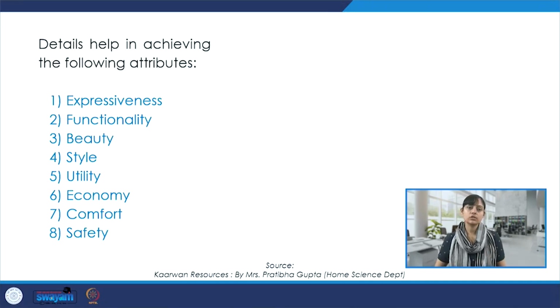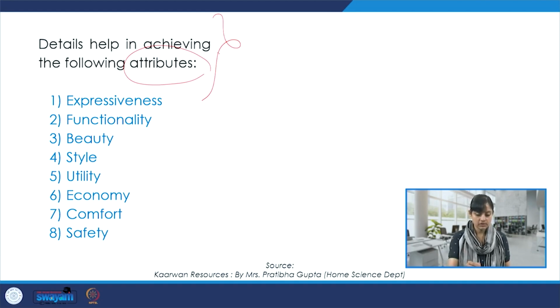So, since we are talking about details and how they help elevate the interior architecture project, they have a lot of attributes that could really support the project and make it stand out. So, details could help us in achieving these following attributes and actually much more beyond this. So, expressiveness, functionality, beauty, or aesthetic, a certain style, whether it's to recreate a period style or to do something with a Victorian style or contemporary design.